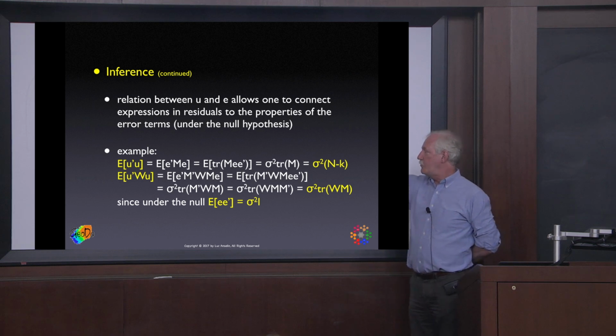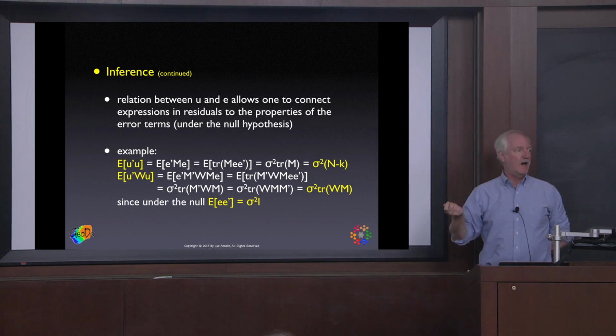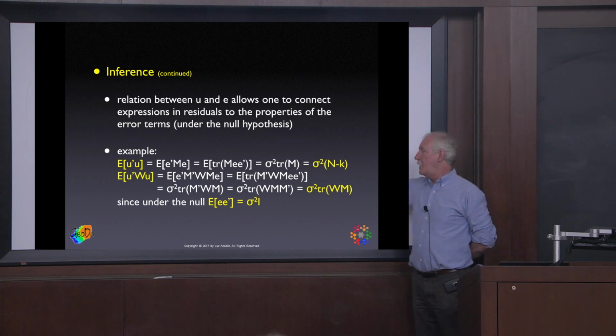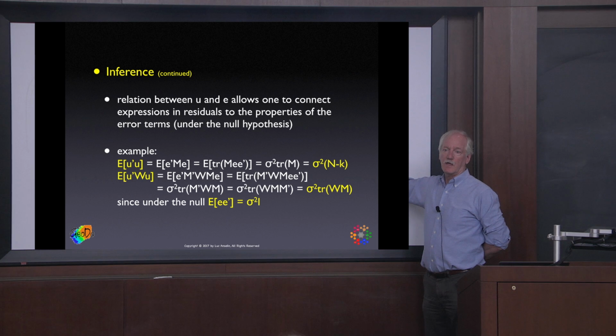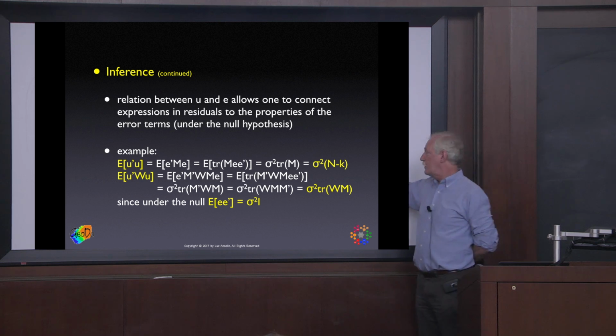So we start by moving E prime to the end, and so that's trace M E E prime. And so in terms of expected values, M is non-stochastic. We don't have to worry about it. And the second part is what we assume, sigma squared I. So there's the sigma squared, and what's left is the trace of M, and we know that that trace is n minus k.